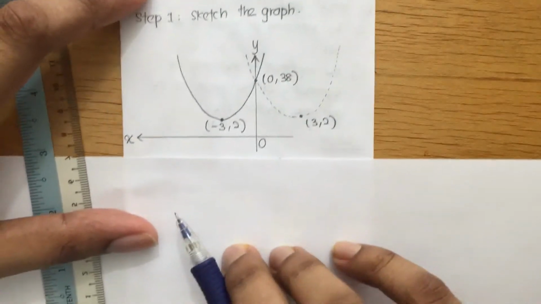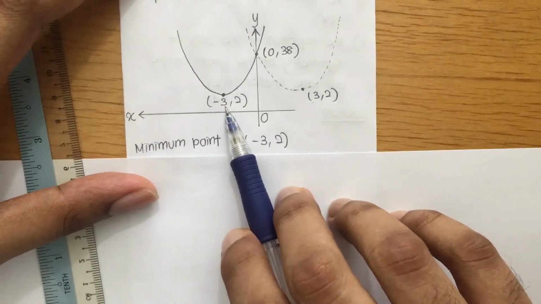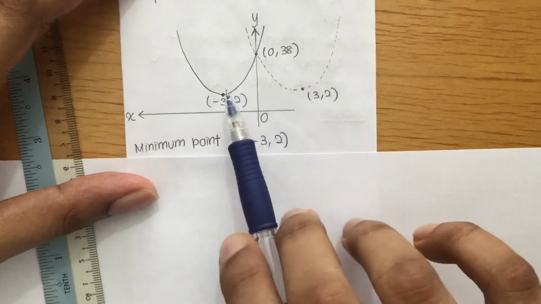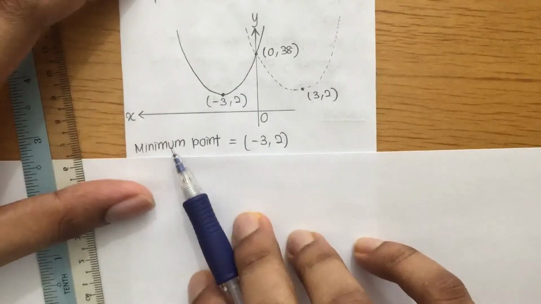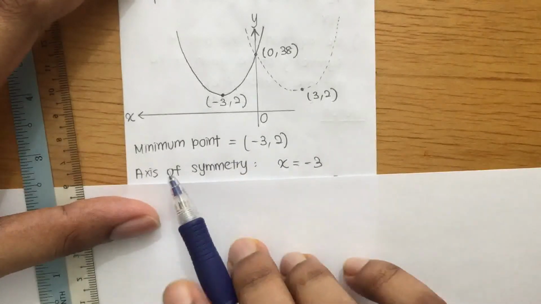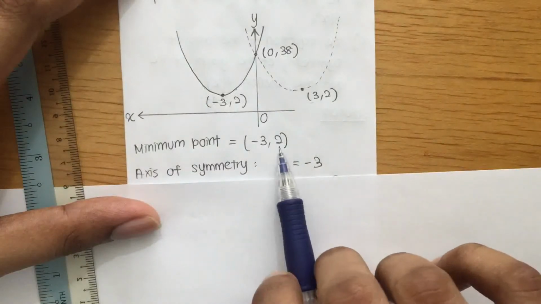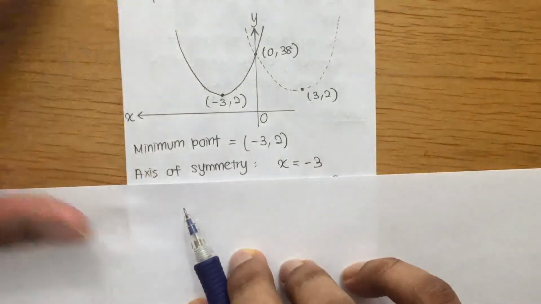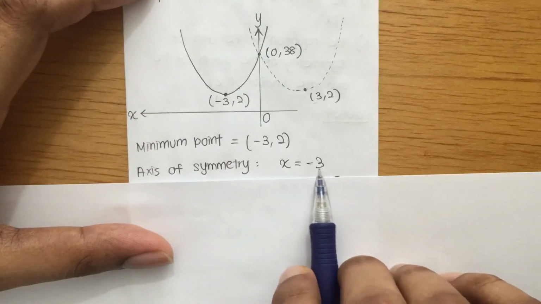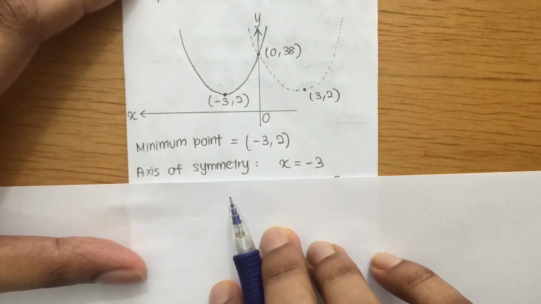Okay, from here let us continue. We know that our new minimum point is (negative 3, 2), which we get from the sketching, guys, over here. Within this minimum point we can find two pieces of information, guys. First, we can find the axis of symmetry, and then we can find the minimum value. So from here our axis of symmetry is x equals negative 3. Okay, moving on to the next step.